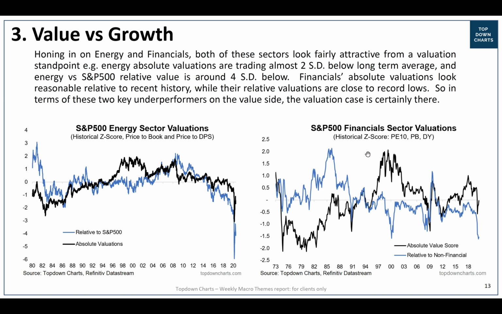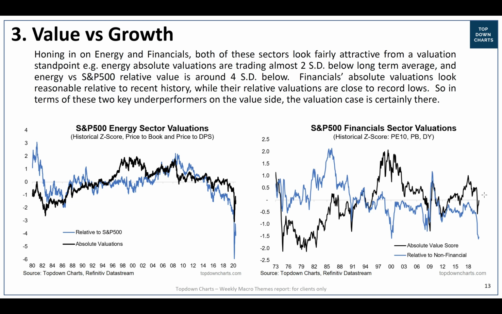And for financials, it's actually quite a similar picture there. Absolute valuations, and so just briefly in passing, I've also brought the PE10 ratio into the picture here. And so that absolute valuation picture is basically in line with long-term average. It did briefly get quite cheap there during the March sell-off, but if you just looked at it from sort of 85, you'd say that that's quite reasonable valuations there.